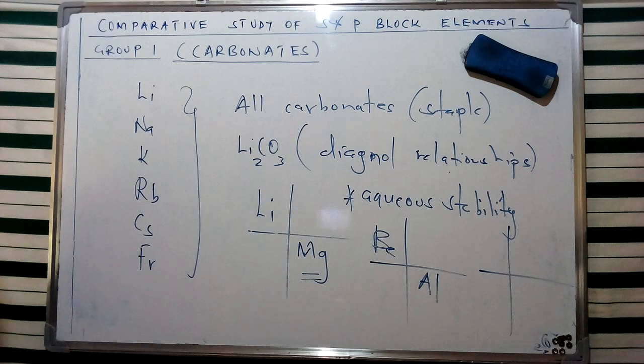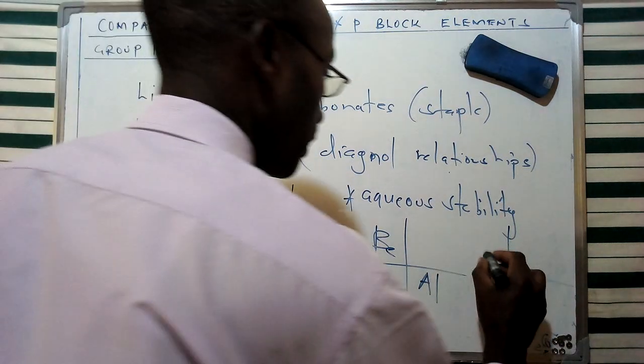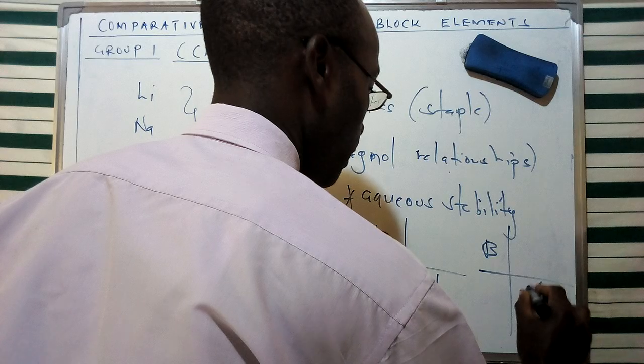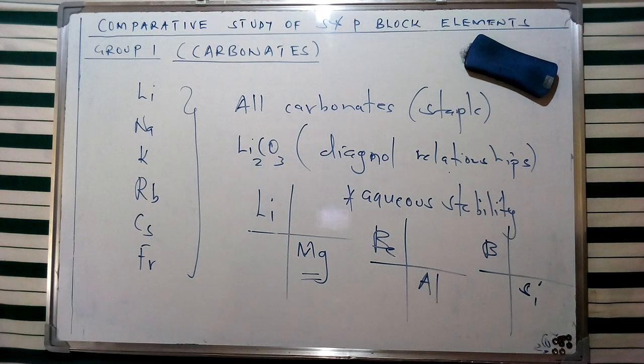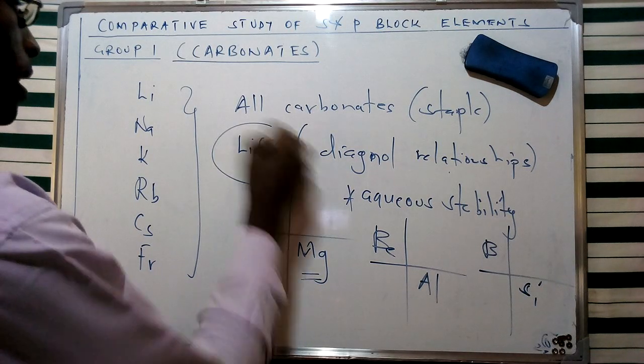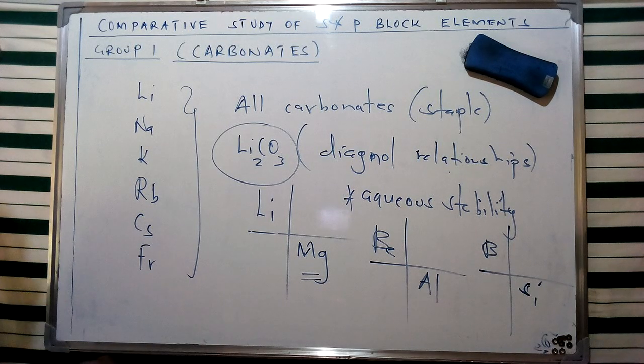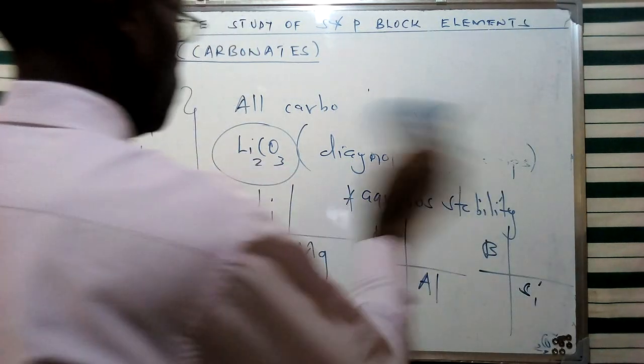And as well, we're going to see that boron and silicon are going to exhibit these specific diagonal relationships as we go by in trying to analyze some of their products or compounds. Now, in this case, we're going to obtain some of the products of the carbonates of group 1 elements, which I said are going to be essential in our day-to-day applications.